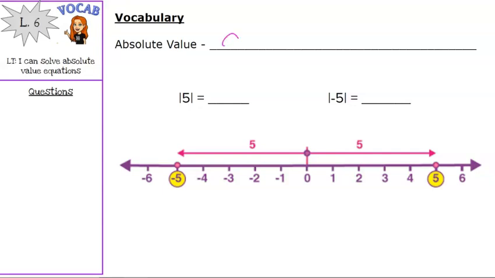Absolute value is the distance from 0. More importantly, from 0 on a number line. When we have numbers in numerical order, we're talking distance from 0.